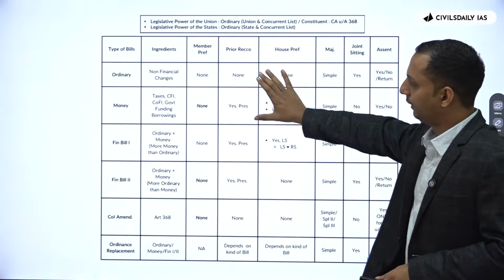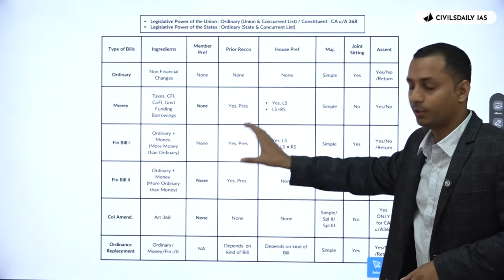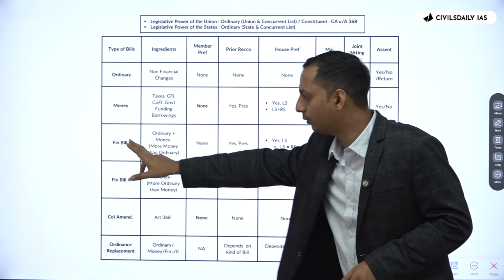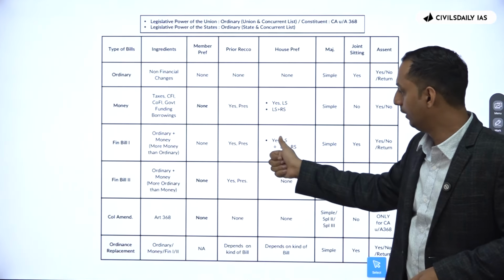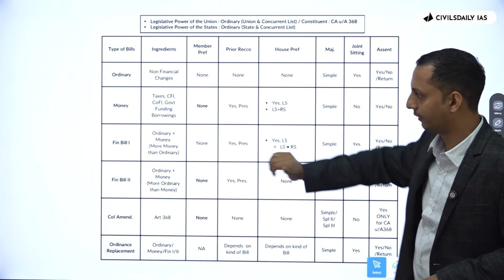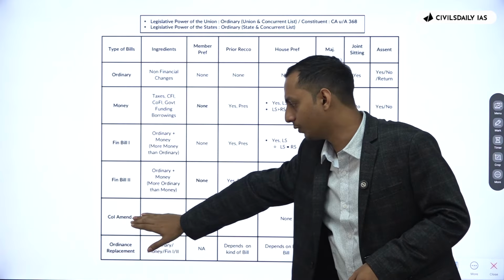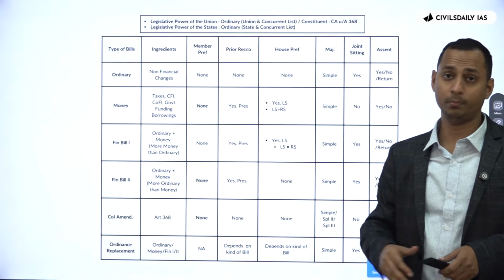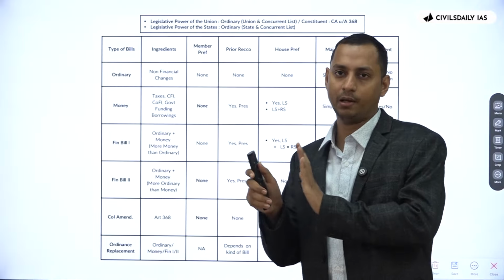So, it's in the flash notes, yes sir. You need to compare and study. Let's say financial bill 1, financial bill 2, ordinary. What majority is needed in Lok Sabha? Simple majority. What is needed regarding ordinary bill, money bill, financial bill 1, financial bill 2, and also with respect to constitution amendment bill? So you need to refer to the flash notes to get a comparative analysis.